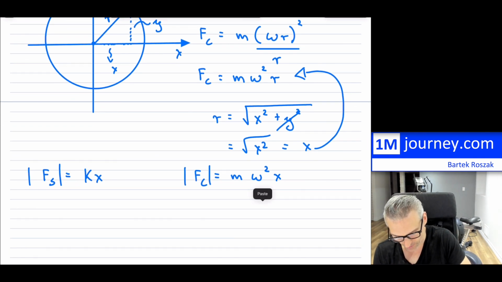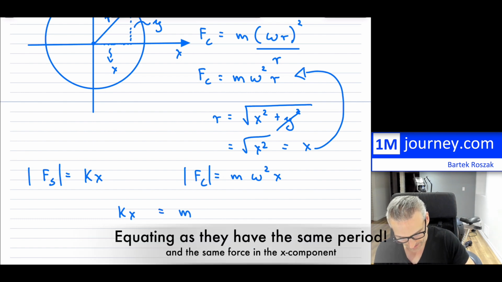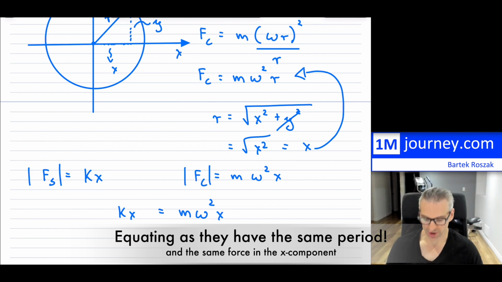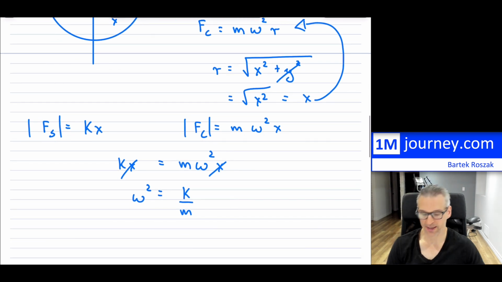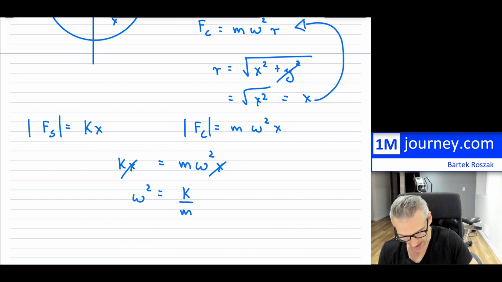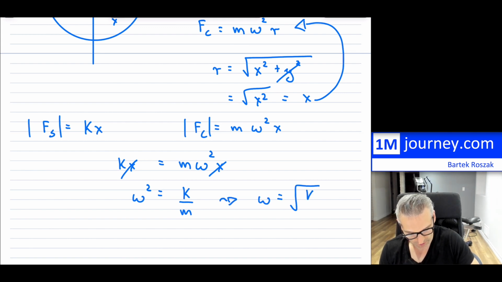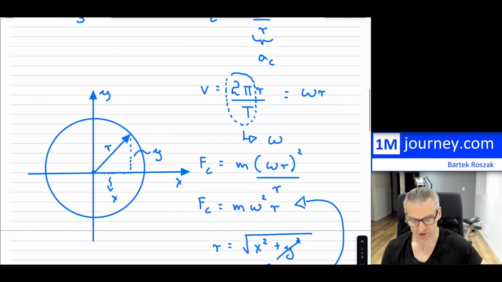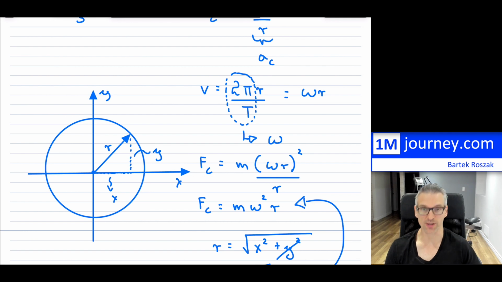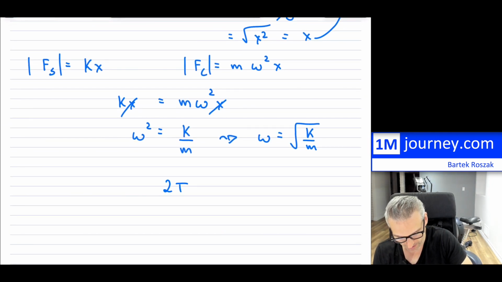Now, if we equate these two, they have to be equivalent. If these are equivalent to each other, then you will notice that your x component will fall off, and you will obtain omega squared is equal to k over m, just dividing by m on both sides. And that implies that omega is equal to the square root of k over m. So this looks very familiar now. Omega itself, we just mentioned, is 2 pi over T. This is just by definition. So what we would have is that 2 pi over T is equal to the square root of k over m.